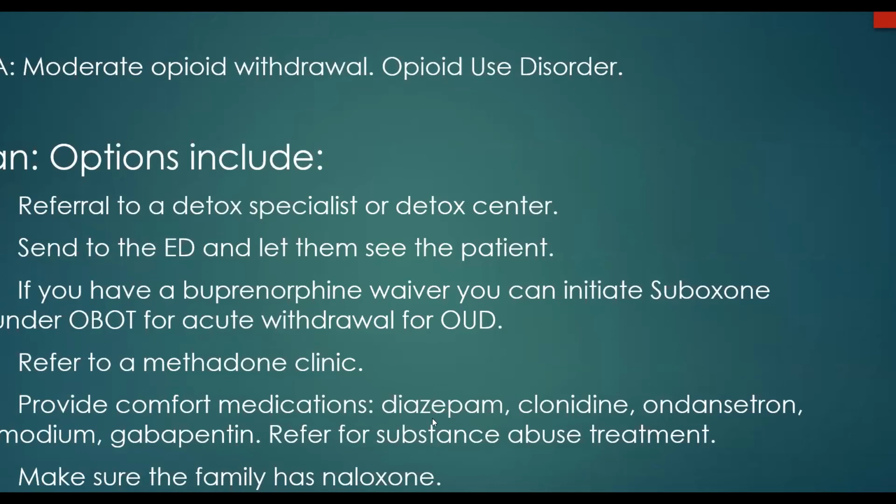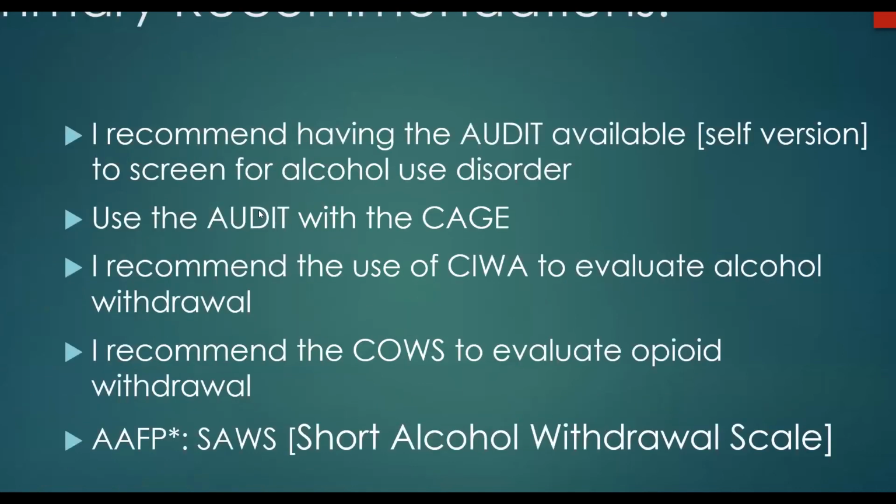And you can always provide them comfort medications like I described, which is a benzodiazepine along with Klonopin, Zofran. You can use Imodium, and then there's gabapentin. But make sure that the family has naloxone, and you should prescribe the patient and or a family member naloxone at that time so that they have it available in case they have an opioid overdose at home.